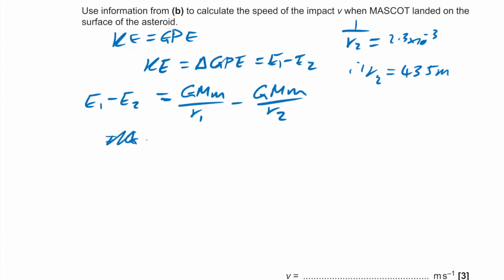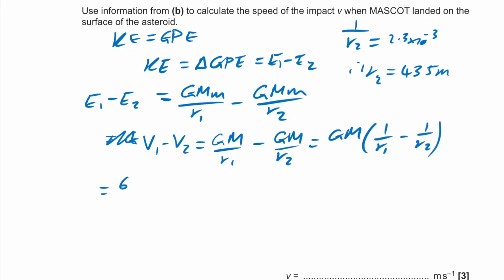Let's do potential instead. So let's say V1 minus V2 is going to be GM over R1 take away GM over R2. You'll see why I'm doing this in a second. Because, yeah, we could find out the change in energy. That's fine. But just to make life slightly simpler for ourselves, of course, I can factorize this, can't I?